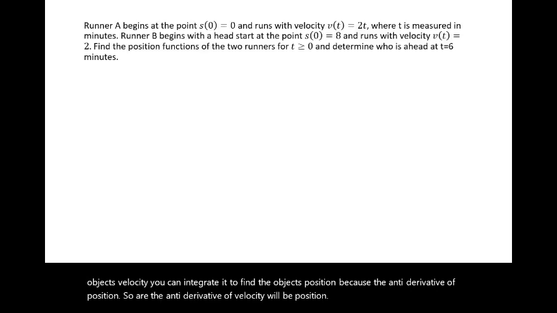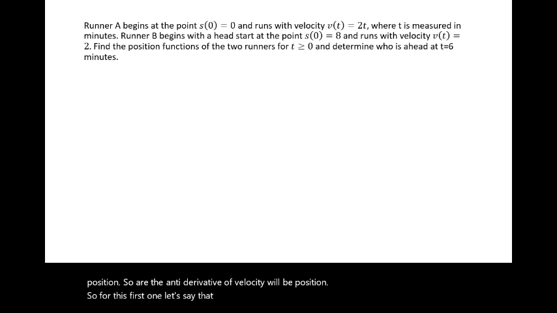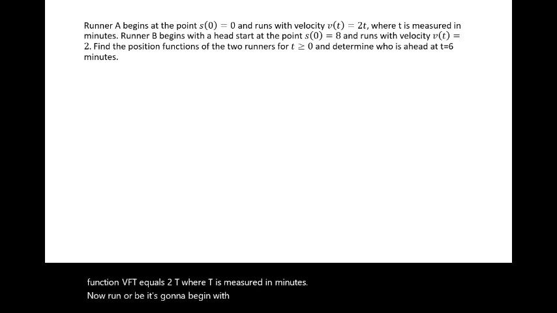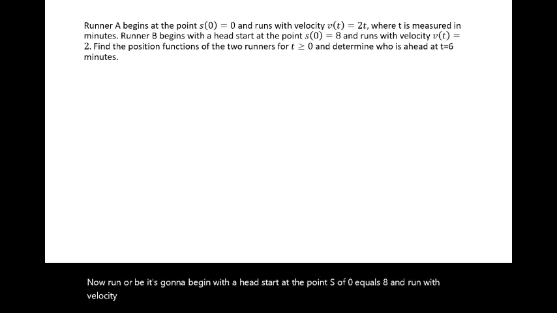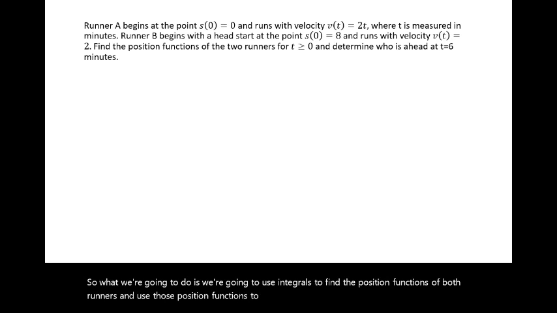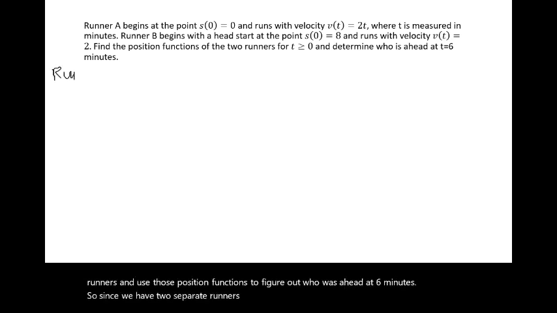So for this first one, let's say that runner A begins at point s of 0 equals 0 and runs with velocity function v of t equals 2t, where t is measured in minutes. Now runner B is going to begin with a head start at the point s of 0 equals 8 and run with velocity function v of t equals 2. So we're going to use integrals to find the position functions of both runners and use those position functions to figure out who is ahead at 6 minutes. Since we have two separate runners, we're going to have two separate differential equations.